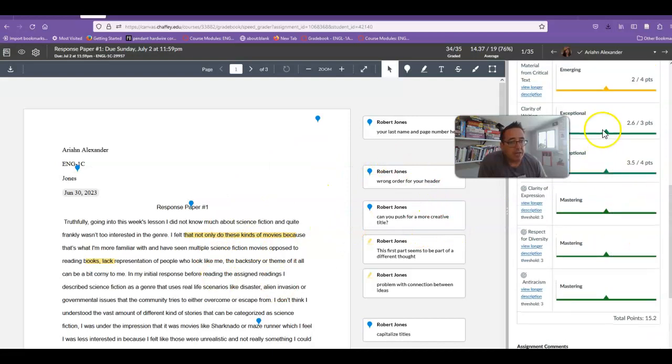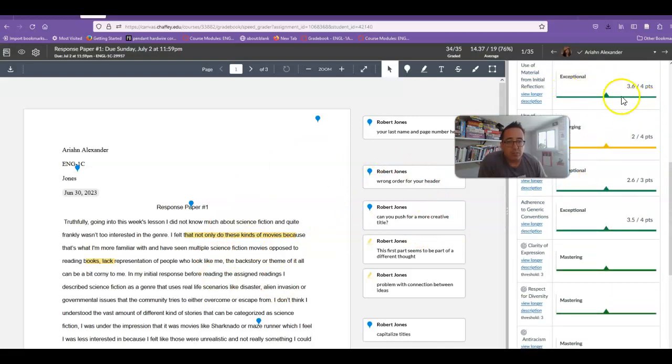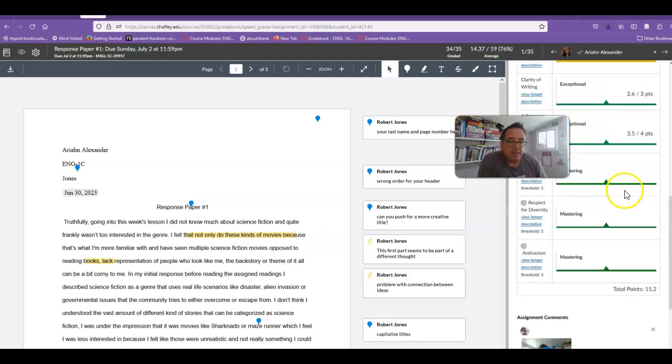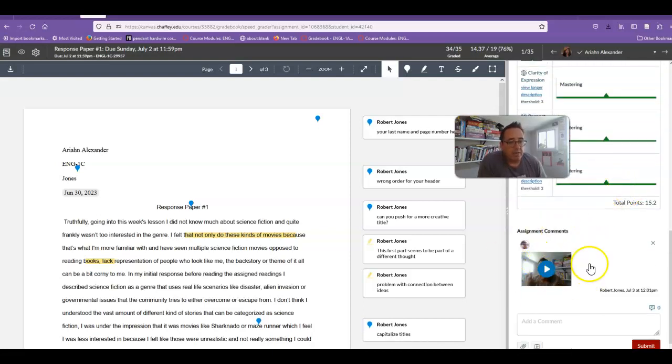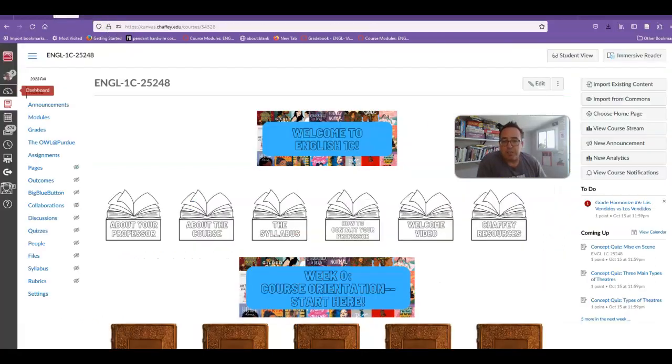There's the rubric, which gives you an idea of which areas are working well, which could use improvement, that kind of thing. And then a short video. I try to keep them short. Sometimes I get talking too long, but I try to keep them under 3 minutes. Just a quick summation of what's working on the paper, what you can work on next time. So 3 kinds of feedback to look for. So please do use a laptop for that. I think that's the best way.